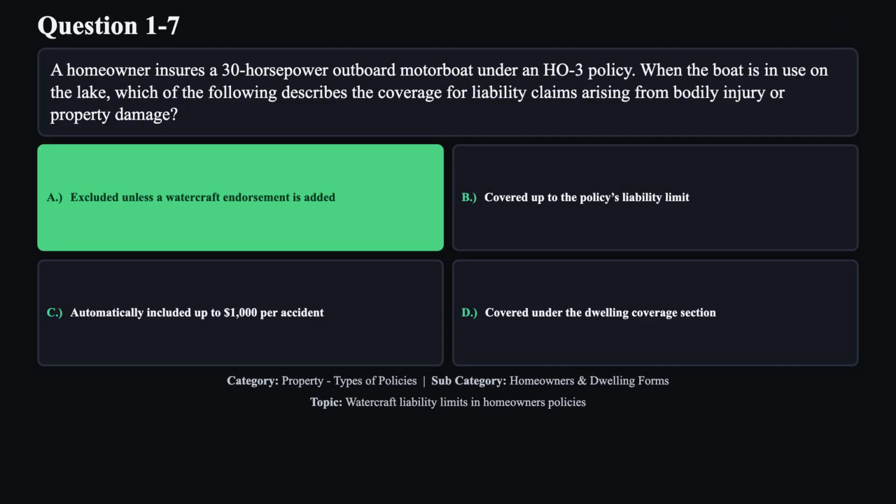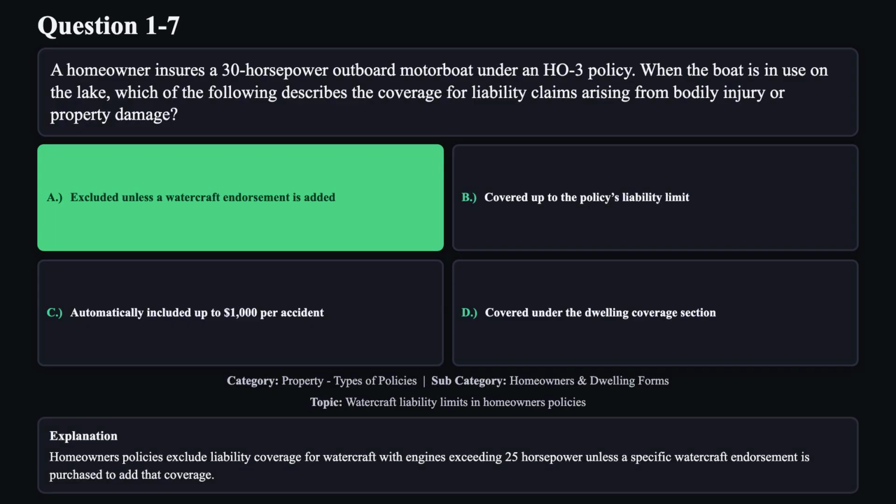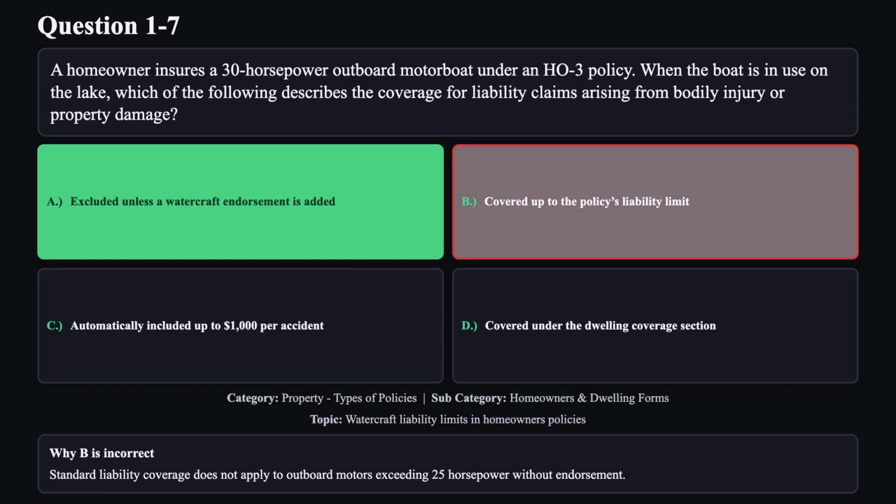The correct answer is A. Homeowners' policies exclude liability coverage for watercraft with engines exceeding 25 horsepower unless a specific watercraft endorsement is purchased to add that coverage. Reason B is not correct. Standard liability coverage does not apply to outboard motors exceeding 25 horsepower without endorsement.